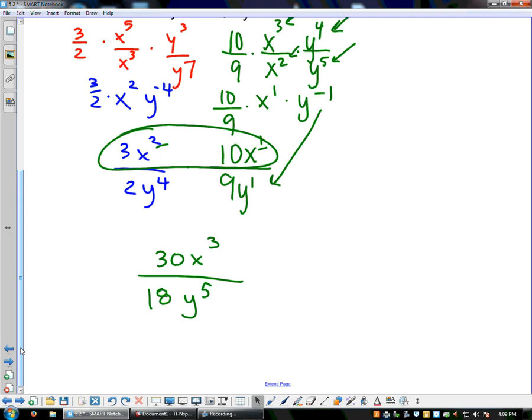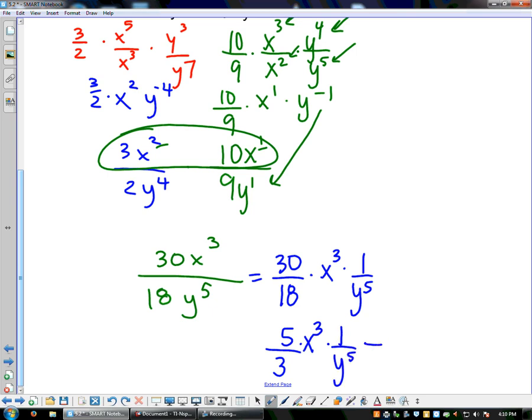Now my final step is I want to make sure that everything is reduced as much as possible. So again, I could think about this as 30 over 18 times x to the third times 1 over y to the fifth, or y to the negative fifth there. 30 over 18 is going to reduce. They both have a factor of 3 in common, or 6 in common. So this is going to become 5 thirds. There's no x's to cancel out there, so x to the third, and my y will stay in the denominator. So altogether, 5x to the third over 3y to the fifth.